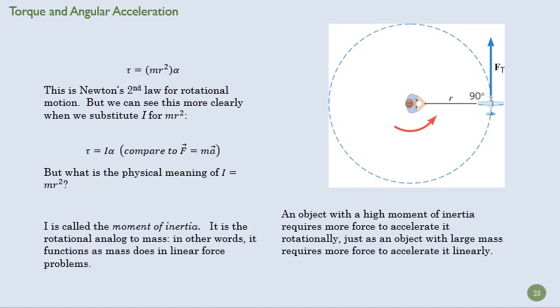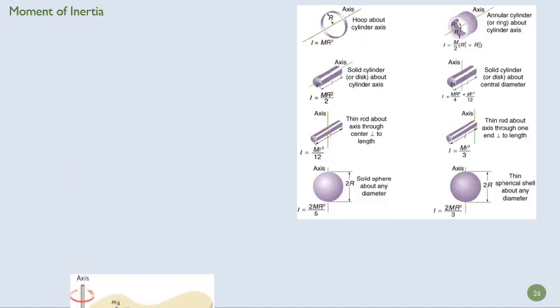Okay, so an object with a high moment of inertia requires more force to accelerate it rotationally, just as an object with a large mass requires more force to accelerate it linearly. So that's the definition of I.